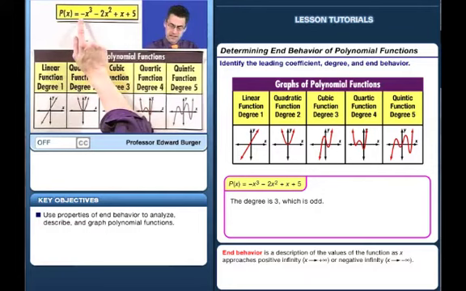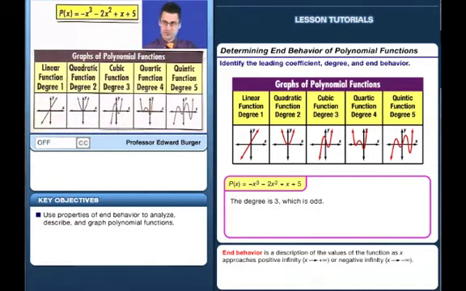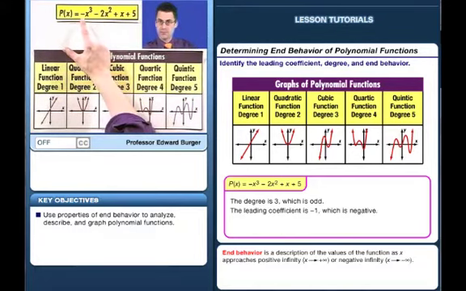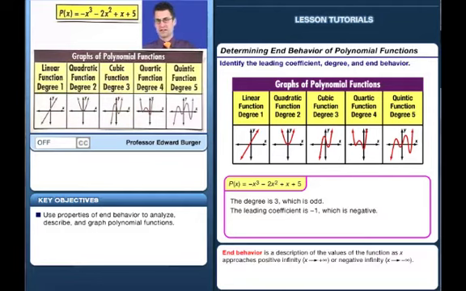Now, of course, the leading coefficient, that's the coefficient in front of the x term with the highest power, in this case, x cubed. In this case, we see it's a negative 1. Well, the negative 1 actually tells us, in some sense, at least the sign, whether this thing is sort of a happy-faced thing or a sad-faced thing.